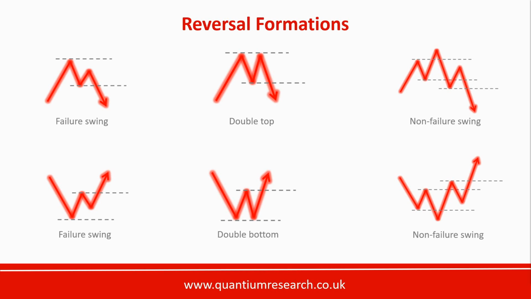And the reverse applies for a non-failure swing at the end of a downtrend. Price, in this case, would successfully go lower to make a new low, but then rises all the way to make an immediate higher high. Again, there are 2 points which can be considered confirmation of the reversal.